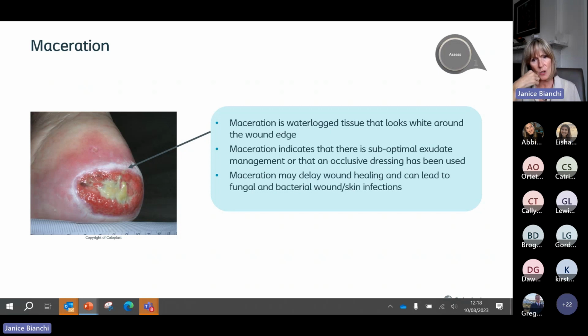And if we don't get on top of this, the wound can get bigger. It can lead to fungal infections. It can lead to bacterial infections.